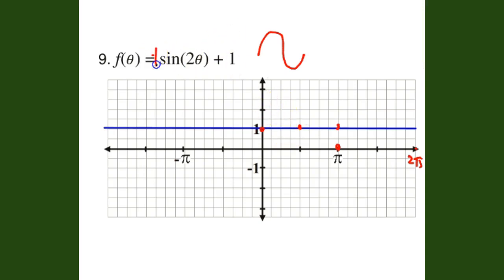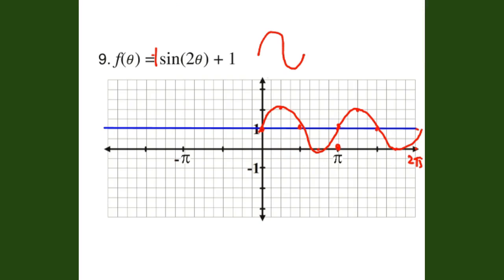Our amplitude is 1, so I'm going to only go up to here and down to here. Our first cycle is just like that. And then just repeat the pattern one more time. There we go. And then you can continue it on the negative side here, same pattern.